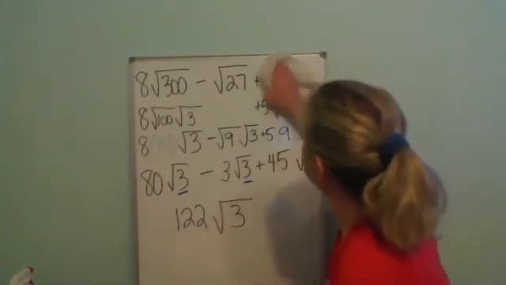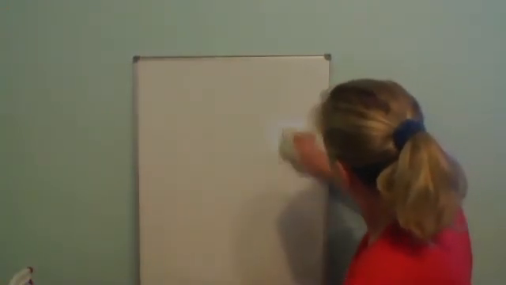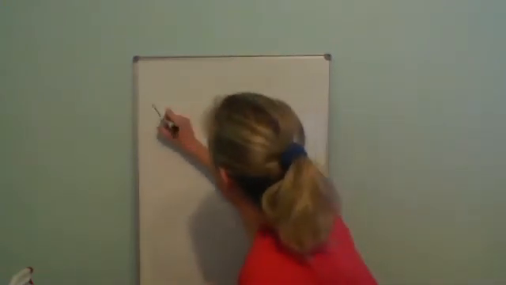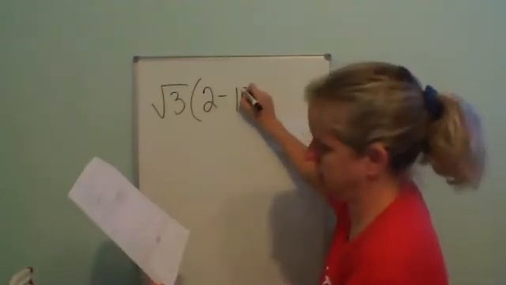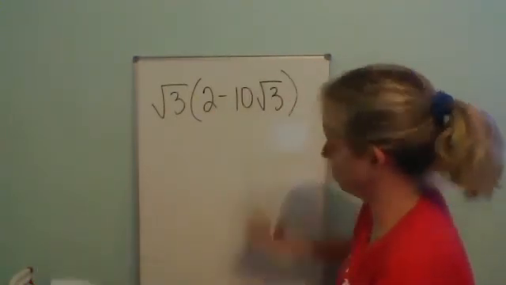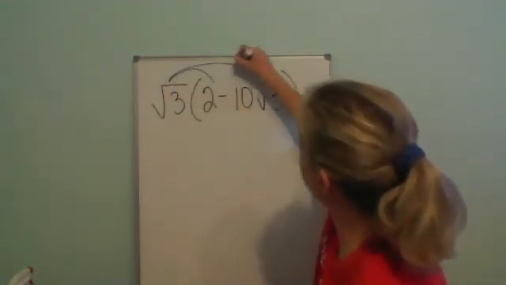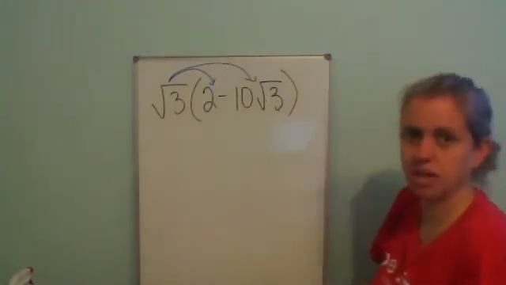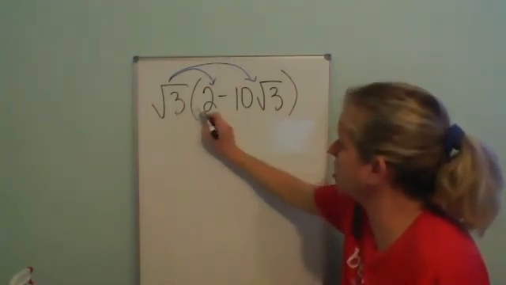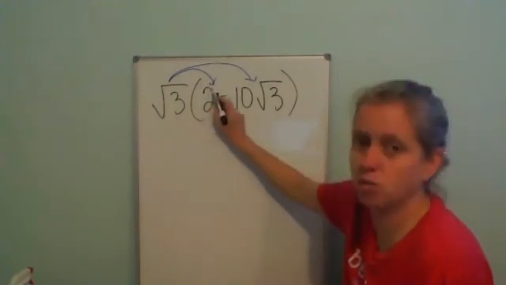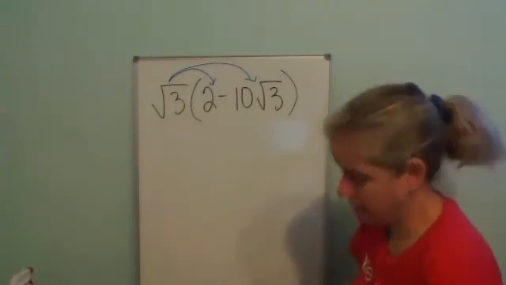All right, number 18. Multiply. You've got the square root of 3 times 2 minus 10 square roots of 3. So here's what I'm doing here. I'm going to distribute this square root of 3 to both of these terms. Now, when you're multiplying, do you see how this 2 is not underneath a square root, right? So that means I don't multiply the 2 and the 3 together.